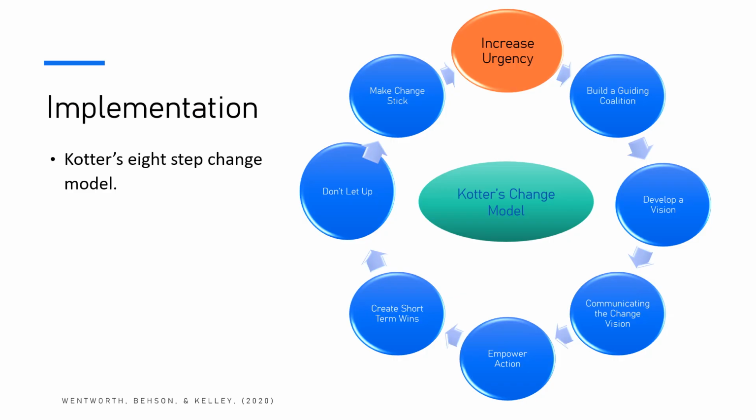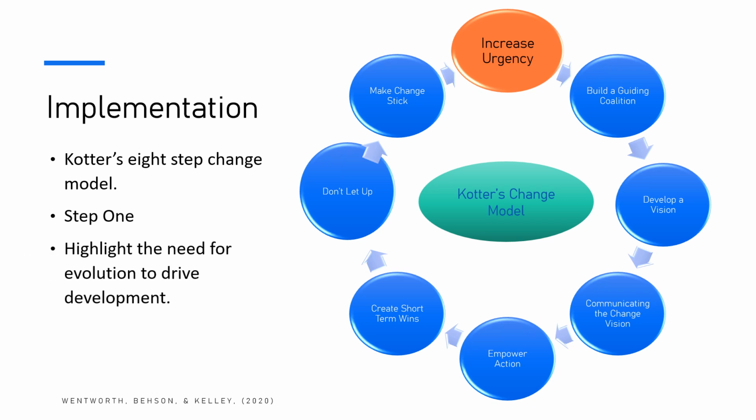We will implement a change management process inspired by Kotter's 8-step change model as outlined by Wentworth, Benson, and Kelly, focusing on specific elements of that model to facilitate the transition. For instance, Kotter's first step involves creating a sense of urgency. We need to emphasize that continuing with Blackboard Original is limiting your growth in several critical areas, thus highlighting the need for evolution to drive development.